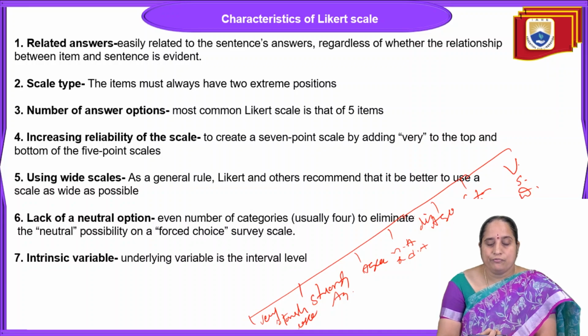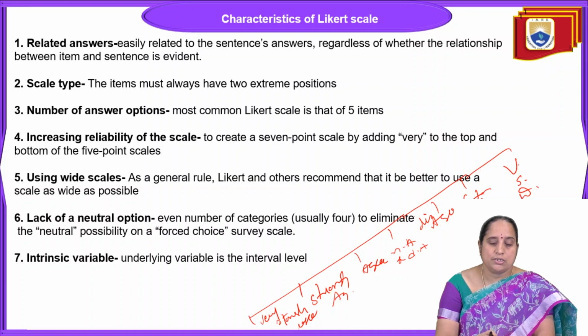The next one is lack of a neutral option. Generally, in even-numbered Likert scales, as we know, we have only 4, 6, 8 points, because you are eliminating the neutral possibility, making it a forced choice survey scale. Even though the consumers or employees may want to go with neither agree nor disagree, you are permanently removing that option. So whatever options are available on the Likert scale, they are forced to select one among them.